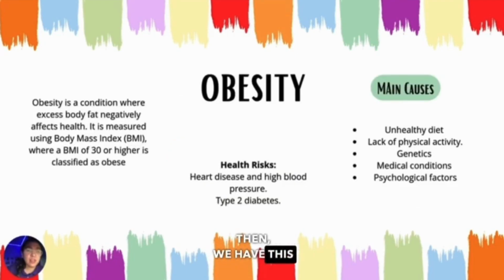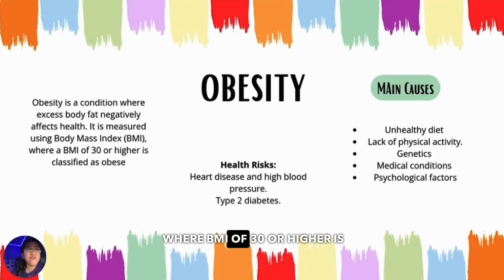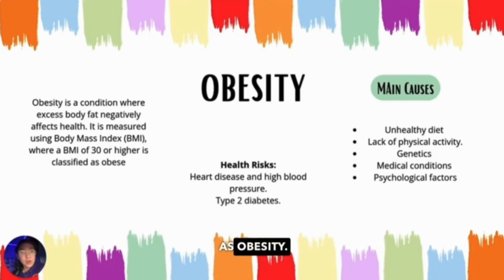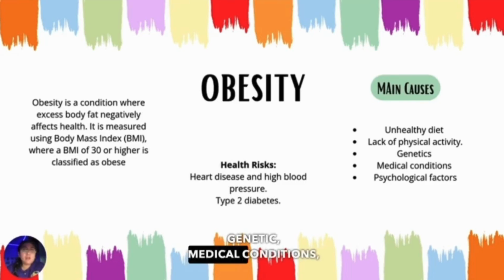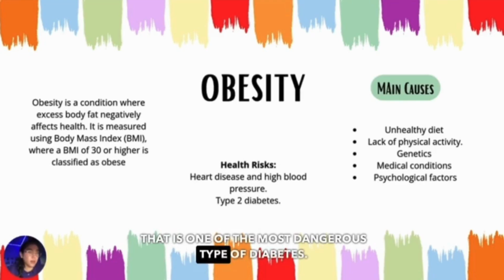Then we have this topic, which is obesity. Obesity is a condition where excess body fat negatively affects health. It is measured using body mass index, BMI, where a BMI of 30 or higher is classified as obesity. The main causes are unhealthy diet, lack of physical activity, genetics, medical conditions, and physiological factors. The health risks are heart disease, high blood pressure, and type 2 diabetes, which is a very dangerous type of diabetes.